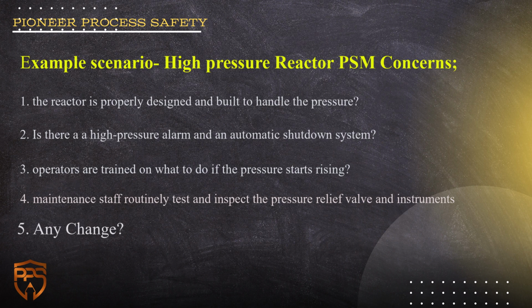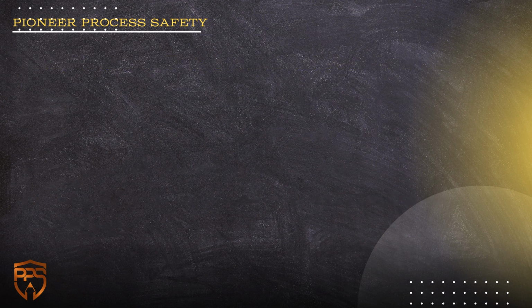Any change in raw material or operating condition goes through a management of change review so you don't unknowingly exceed safe limits. And if an overpressure does occur, you have a relief device and a vent or flare system to safely handle the release, plus evacuation drills for workers as needed. This is the layer of emergency preparedness. All these pieces collectively prevent a catastrophe.